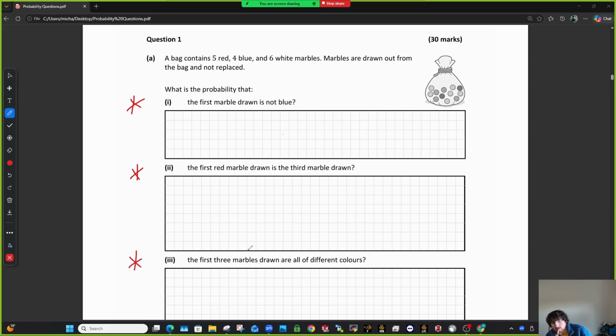All different colors, right? There are a few different ways to do that one if you think about it. The first 3 marbles drawn are all different colors. So you could draw, say, the red one first, then the blue one, then the white one. Basically you just want to find how many different ways you can reorder 3 letters. That will be one way of doing this.